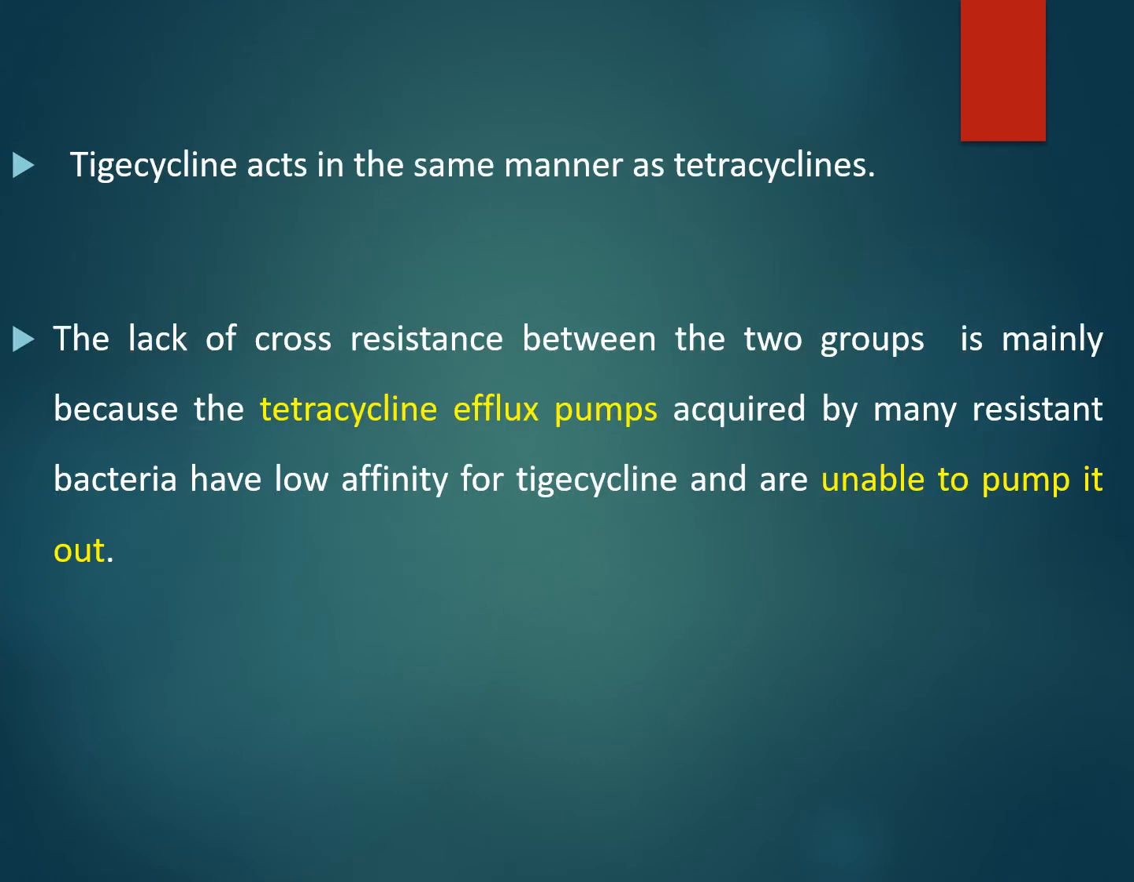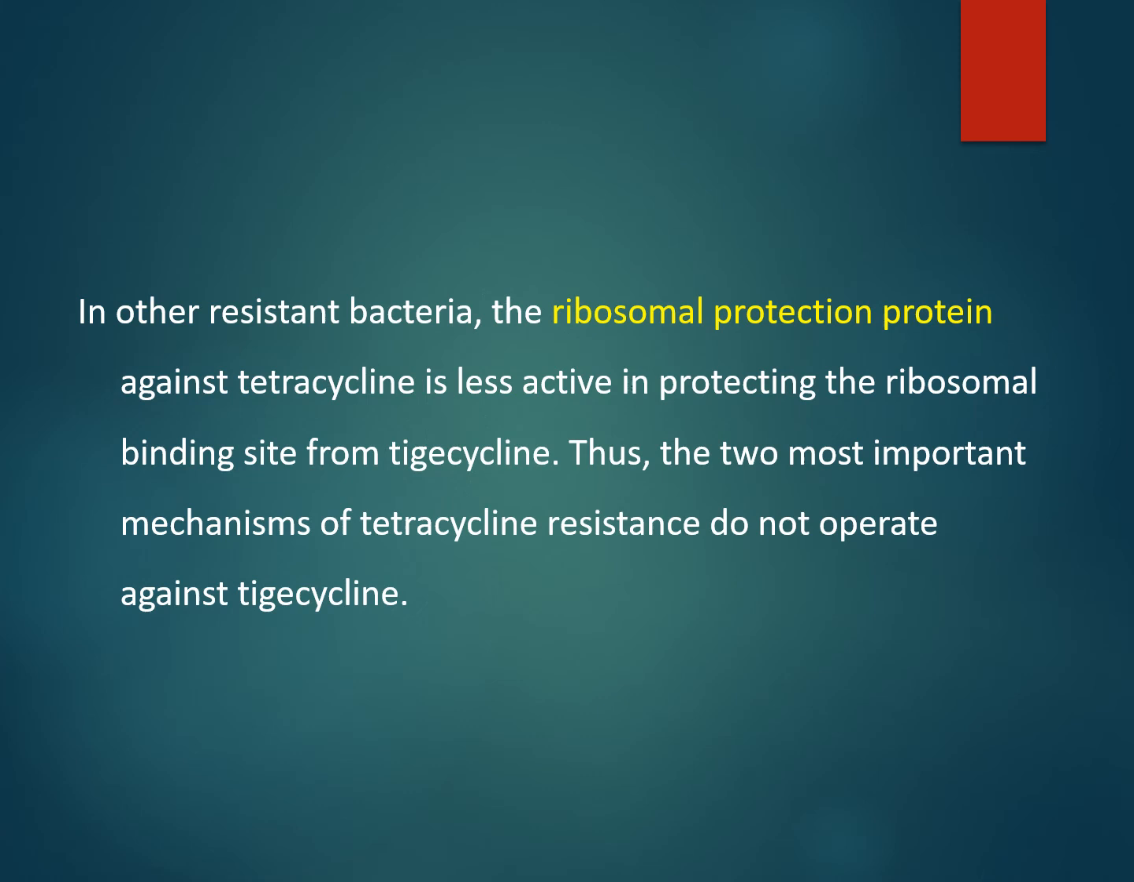So, what is the mechanism of resistance? As I told you in the part on development of resistance to tetracycline, bacteria form efflux pumps, which push the drug out of the cell. Here tigecycline is mainly affected because of the tetracycline efflux group, which is unable to pump it out. The other mechanism is that bacteria form a ribosomal protection protein. So these two are the most important mechanisms, and they do not affect tigecycline.